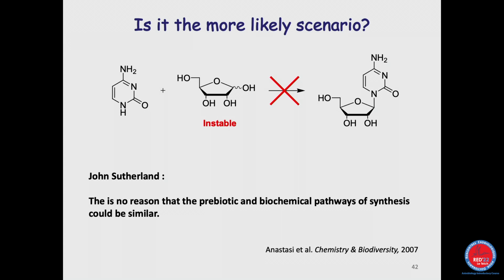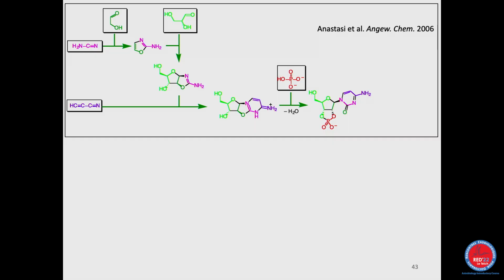In fact, if we take the case of cytosine reacting with ribose, this reaction doesn't take place. The second drawback is that ribose itself is unstable under the conditions that could help in making the bond. So John Sutherland suggested that there is no reason that the prebiotic and biochemical pathways could be identical. And he started to experiment with an alternative pathway of synthesis, made from completely different building blocks.